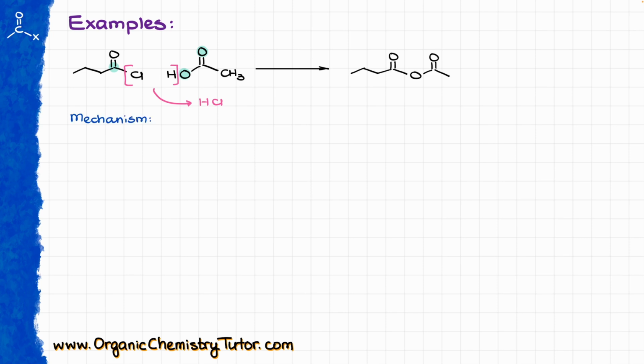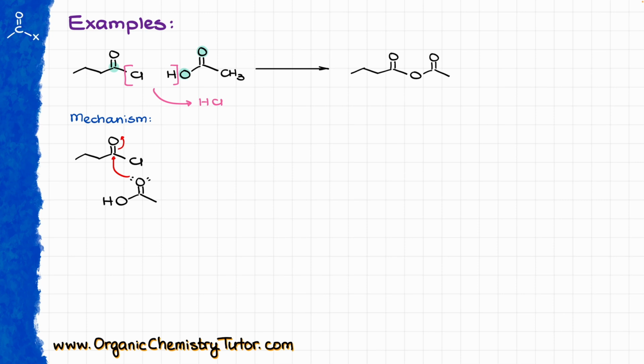Now, mechanistically speaking, this reaction is going to be a reaction of acid chloride with a neutral nucleophile. So I'm going to start with my acid chloride. I will draw my neutral nucleophile so it's a little bit easier to show the nucleophilic attack. And we are going to do the nucleophilic attack from the oxygen of the carbonyl onto the carbon of the carbonyl of the acid chloride.